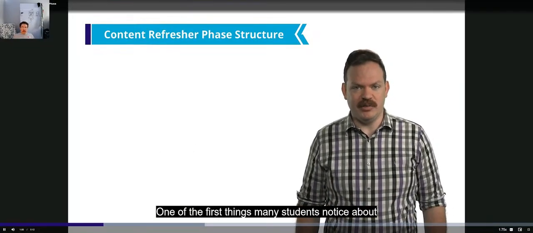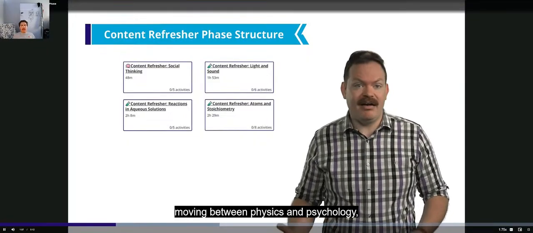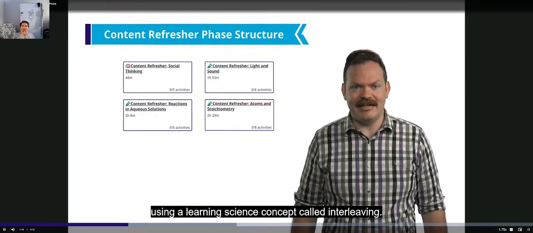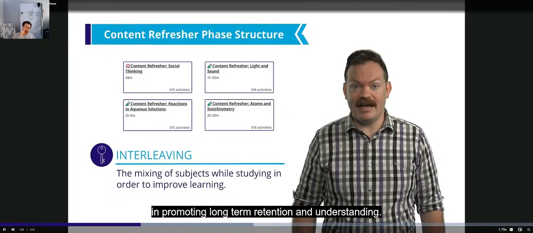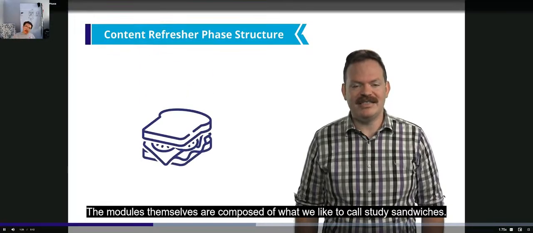One of the first things many students notice about these modules in their study plan is that they jump between subject areas, moving between physics and psychology, biology and chemistry, and back again. This is not a mistake. The order of the modules has been carefully designed using a learning science concept called interleaving. This model of mixing subjects has been proven to be more effective in promoting long-term retention and understanding. The modules themselves are composed of what we like to call study sandwiches.